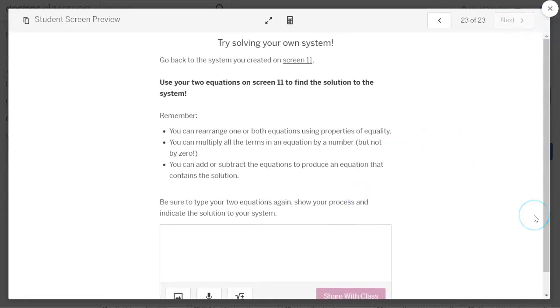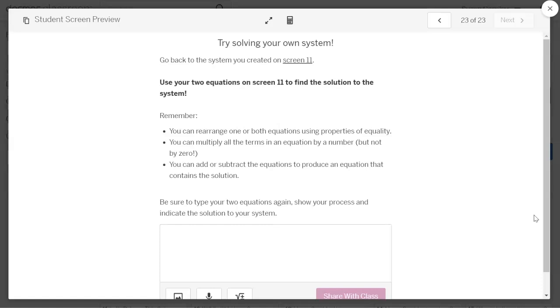And then finally, they're here. Now, this may or may not be plausible for some of your kids, depending on what they wrote for their own system. The ones that got a little crazy, maybe put in a bunch of parentheses, and who knows what they did. So you just kind of have to gauge whether this is going to work for all your students.